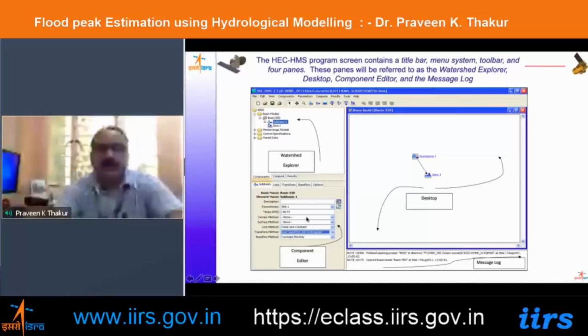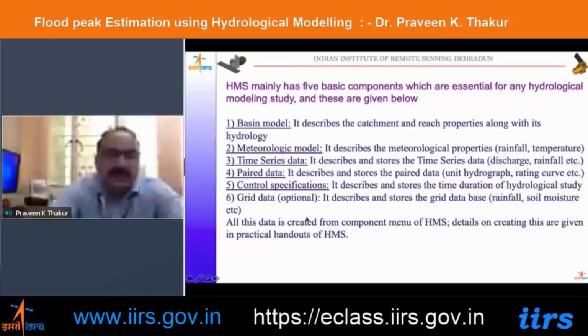Apart from this, when you run the model, you have to define the meteorological model. You have to add the time series for the rainfall, discharge, and paired data. For example, if you are using the unit hydrograph, that can be added, along with the control specification. What is the duration of the simulation that you are going to run?